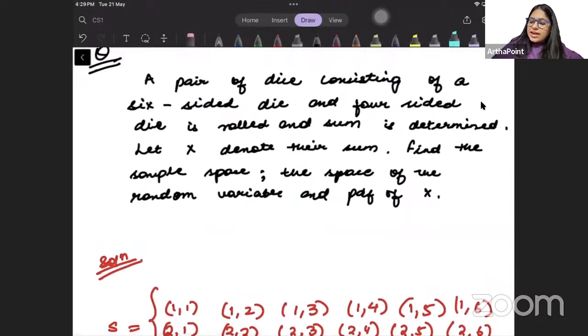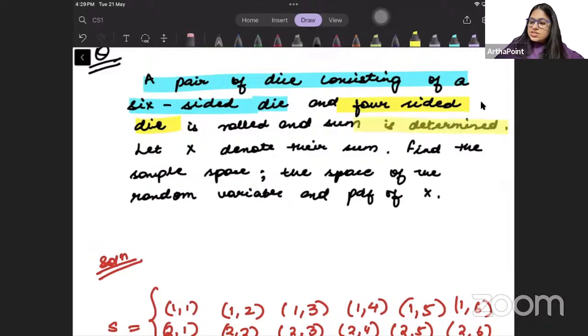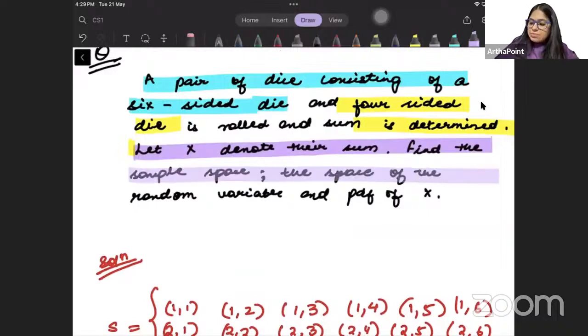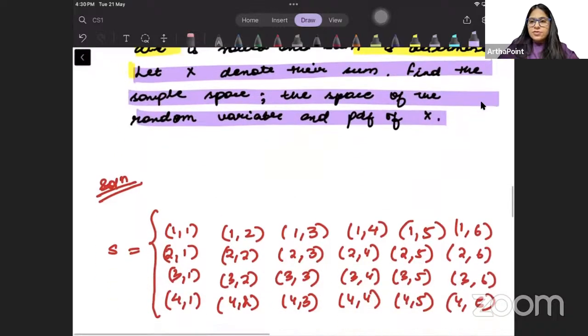It says that there is a pair of dice consisting of a 6-sided die and a 4-sided die, and it is rolled and the sum is determined. Let x represent this sum. So x is representing the sum that you get when 2 dice are thrown. One die is a normal 6-faced die and the second is a 4-faced die. Find the sample space, the range space of the random variable, and the PDF of x.